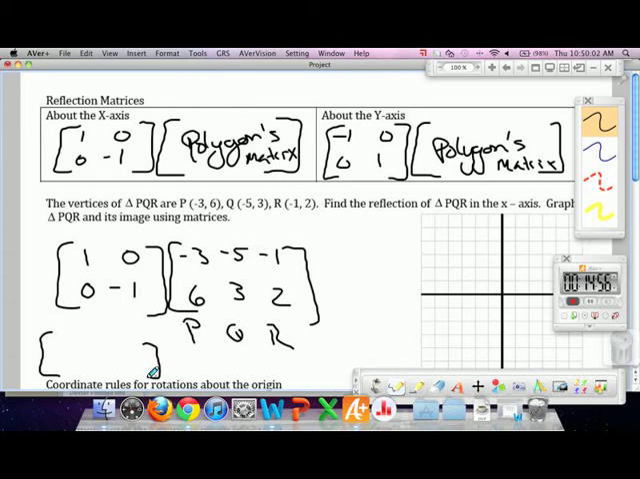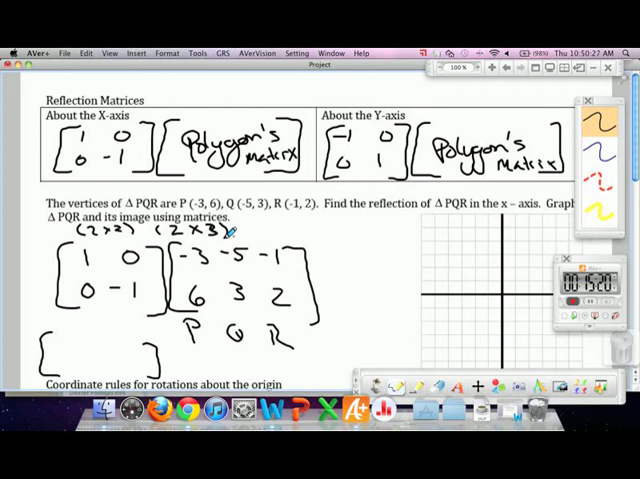I think they are, aren't they? 2 by 2, and this is rows by columns. So unfortunately, you still can multiply. So if I went row 1, column 1, I'll take row 1 and multiply it by column 1. So 1 times negative 3 plus 0 times 6.